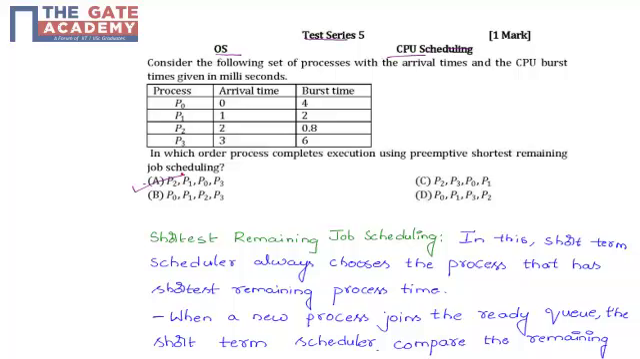From this question, we learn what is meant by shortest remaining job scheduling and how to find out the order in which processes complete execution using preemptive shortest remaining job scheduling.